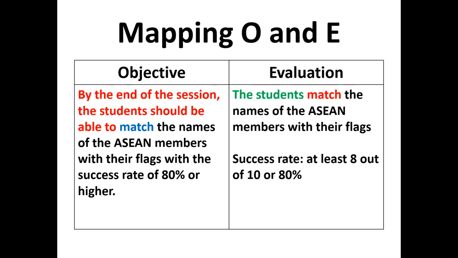And importantly, we have to do the mapping, like mapping objective with evaluation. Remember the OLE model: objective, learning experience, and evaluation. In the objective, for example, we write down by the end of the session, the students should be able to match the names of the ASEAN members with their flags with a success rate of 80% or higher. In the evaluation, you give the students the opportunity to match the names of the ASEAN members with their flags with a success rate of at least 8 out of 10, or 80%.